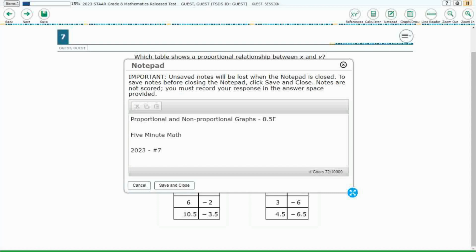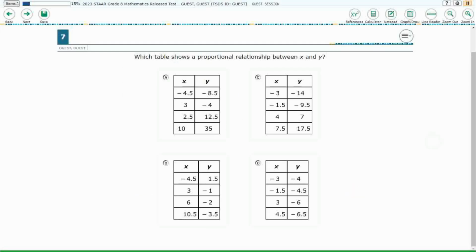Today we are looking at the 8th grade concept of proportional and non-proportional graphs. This is standard 8.5F in the great state of Texas, and we are looking at item number 7 of the 2023 released STAAR test. If you haven't done so already, please go ahead and take a moment to pause the video, work this problem out on your own, unpause it, and we will look at our answers together.